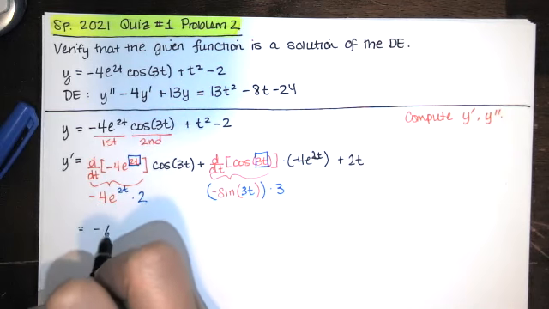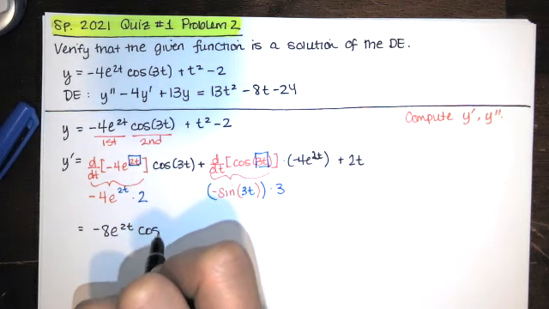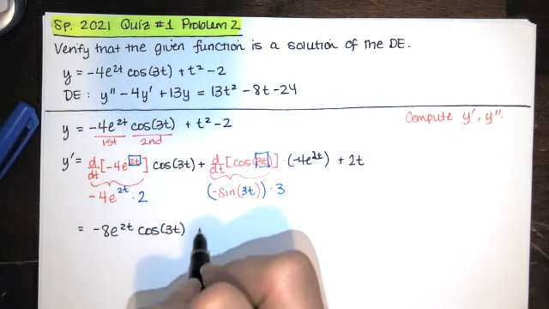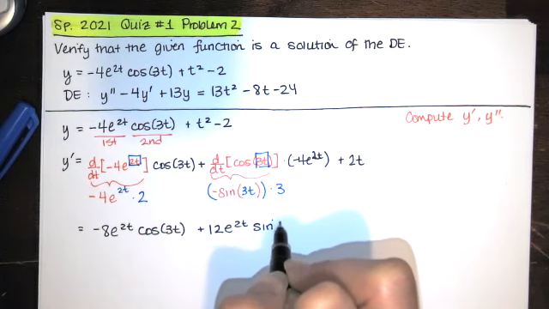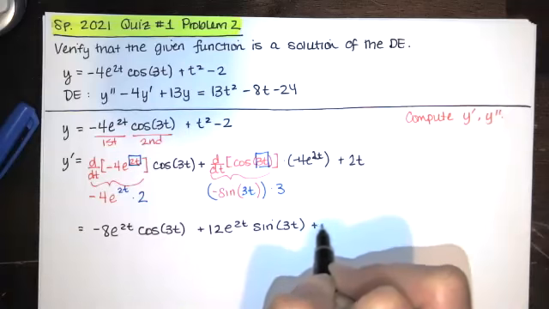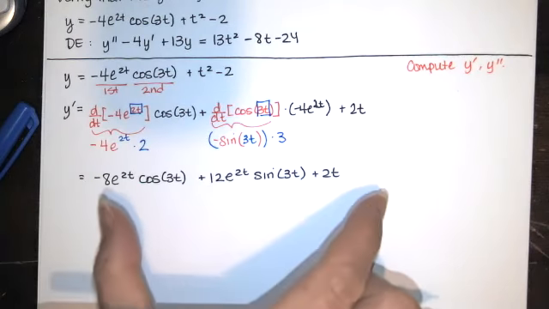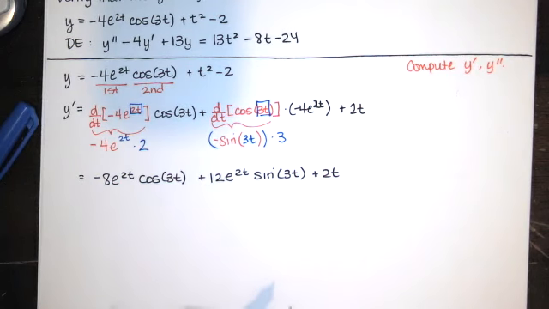So this is going to give us a -8 times e to the 2t times cosine of 3t. Then I have a -3 times a -4, which is +12 e to the 2t times sine of 3t. And we're adding 2t to that. Now at this point, you could leave it alone and then just use the product rule for this and this if you want to. Actually, I think I will. I think I'm going to do that.